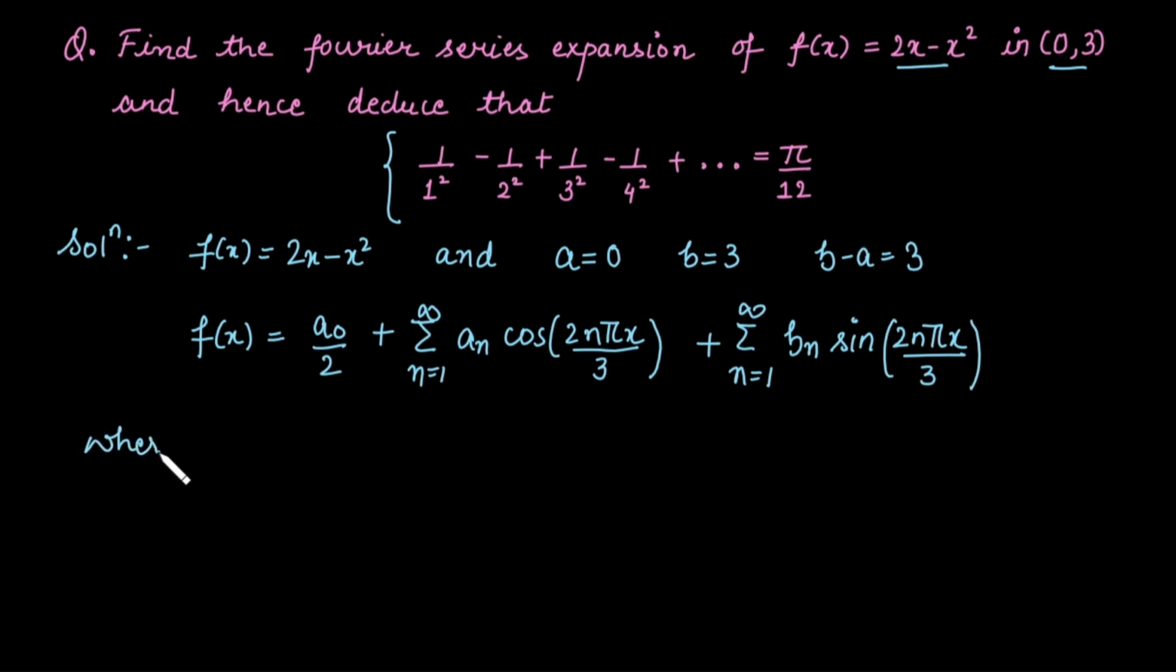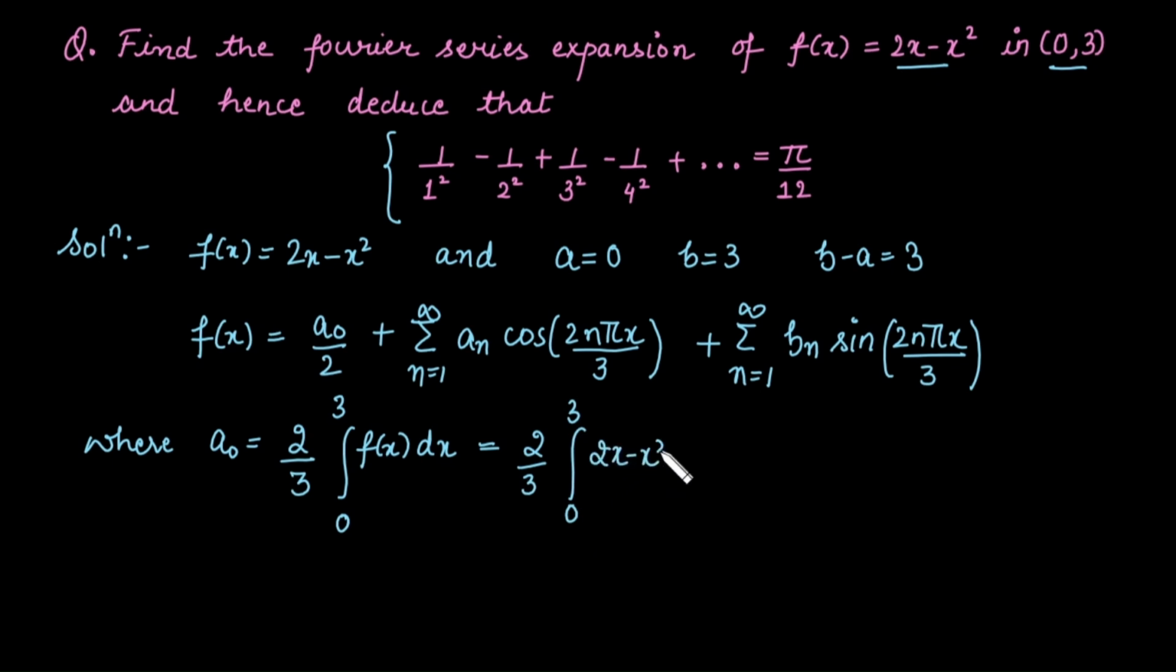where a naught is calculated as 2 upon the length of the interval 3, integration from 0 to 3 of the given function with respect to x. This is equal to 2 by 3 integration of 0 to 3. What is the function in this case? That is 2x minus x square. This is equal to 2 by 3 integration of this function, that is 2x square by 2 minus x square integration is x cube by 3. Limits are 0 to 3.